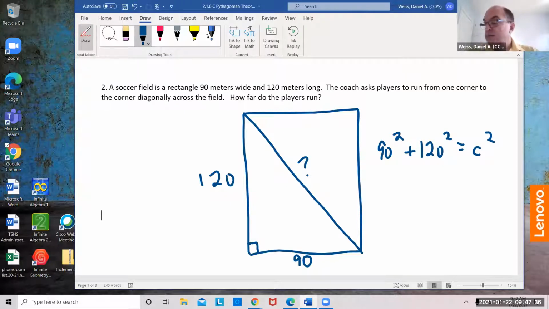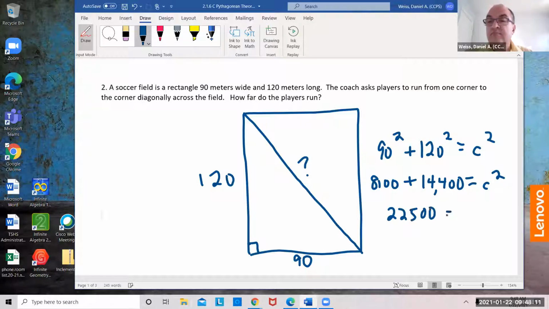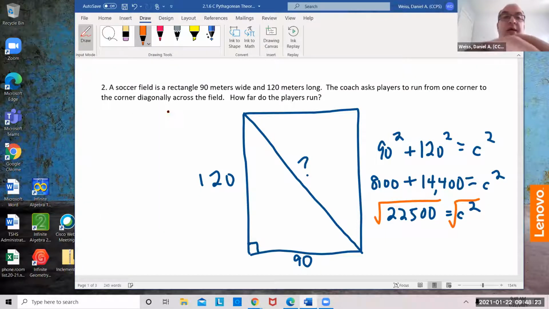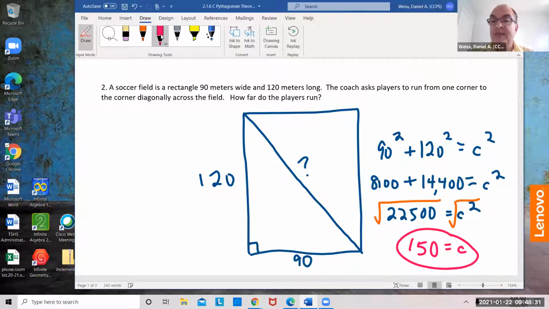So on your calculator, I want you to do 90, hit the x squared key. You'll get 8,100. And press plus 120, hit the x squared key. You'll get 14,400. Hit equals. You get 22,500. And I want you to hit the square root key. Take the square root and you will get 150. Okay, easy.